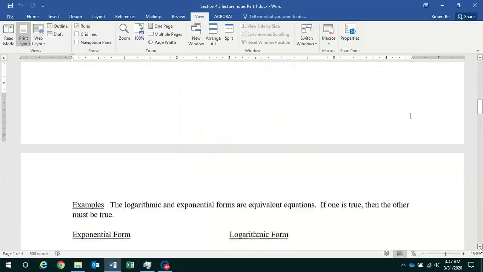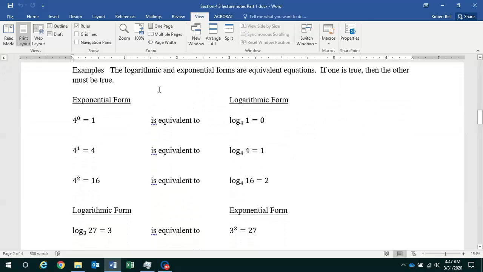So let's demonstrate this with some examples. The logarithmic and exponential forms are equivalent equations. If one is true, then the other must be true. We know that 4 to the 0 is equal to 1. 4 is the base of this exponential, 0 is the exponent. So in logarithmic form, the log base 4 of 1 has to equal 0. The base is 4 in both equations, and 0 is the exponent in both equations.